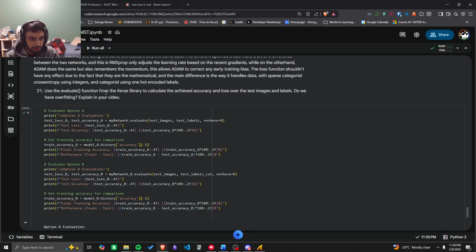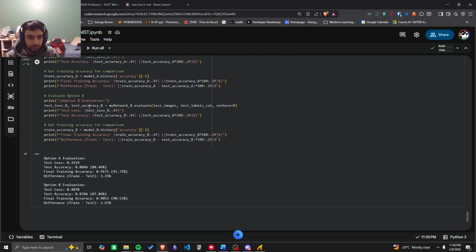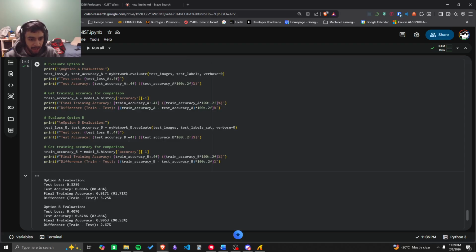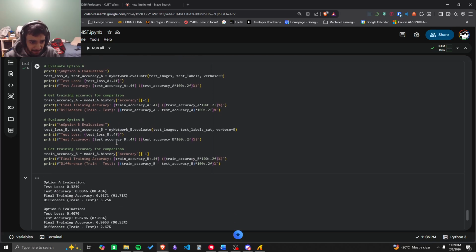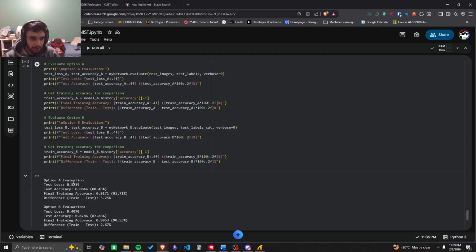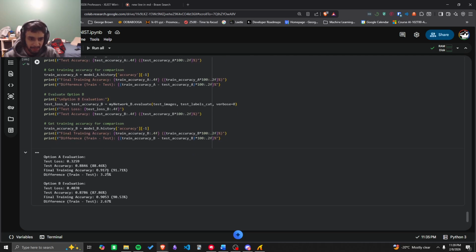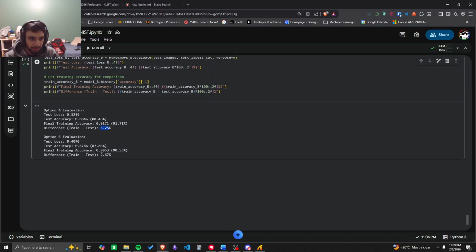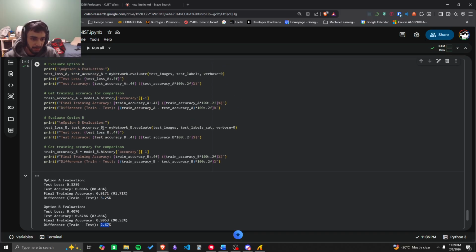What is the last question? Do we have overfitting? We do have a bit of overfitting because our test accuracy is lower than our train accuracy, but it's not that much. It's only about 3% for the first option and 2% for the second option.